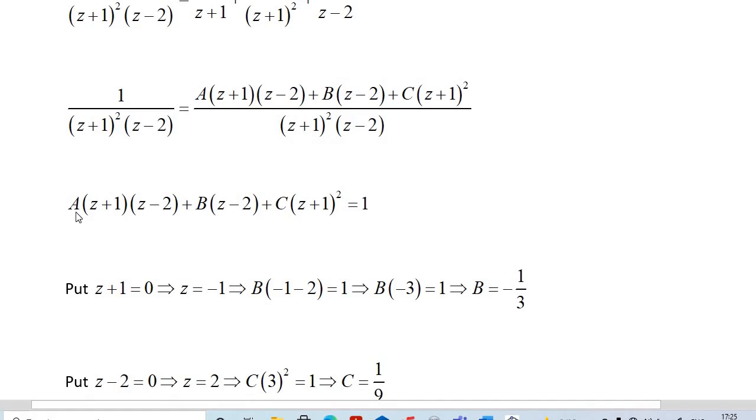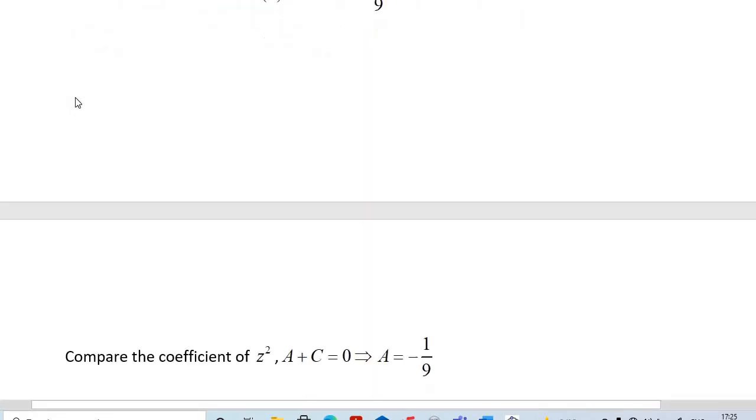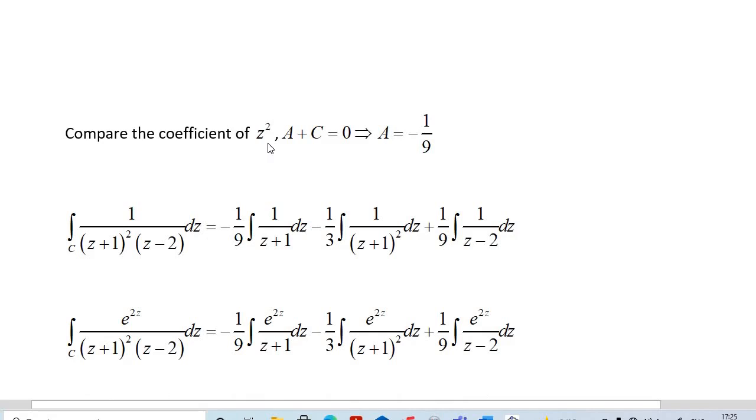Now we want to find out a, b, c values. First of all, I am taking z plus 1 equal to 0. That means z equal to minus 1. Substitute here. Then we are going to get b equal to minus 1 by 3. Next, z minus 2 equal to 0. Then z is 2. Substitute here. Then we are going to get c value as 1 by 9. Now we want to find out the a value. For this, I am going to compare the coefficients of z square on both sides.